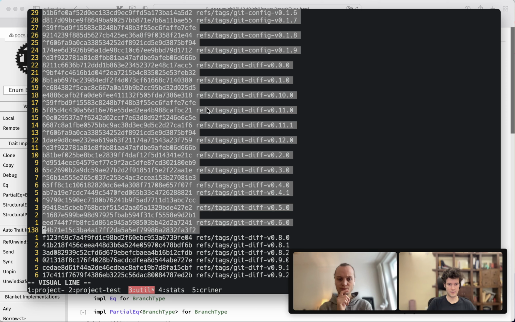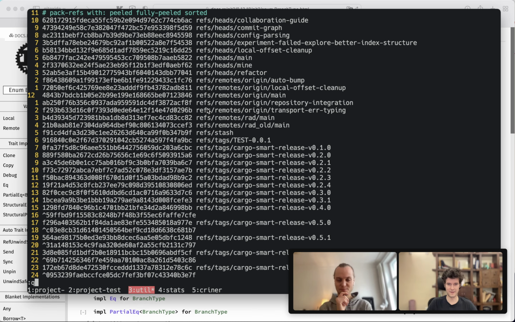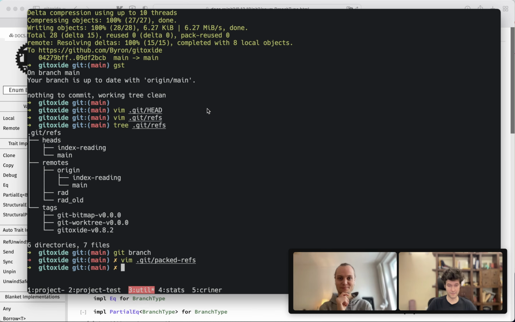A way that helps the whole system to scale to hundreds of thousands of references, whereas the loose files usually have trouble to scale to that just because of file system limitations. But overall, I must say, you would say who needs hundreds of thousands, right? Honestly, but these repositories do exist, and I guess this is the only reason why Git had to do that.